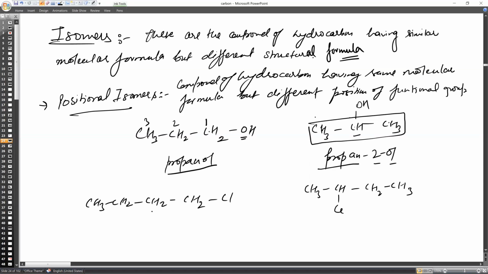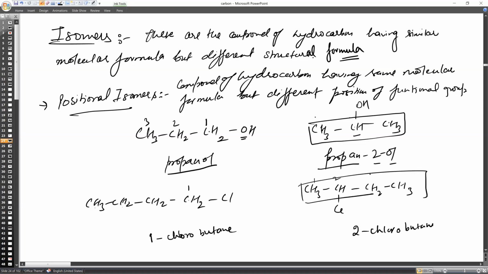Like here, this is 1, 2, 3, 4. At the first position, we have 1-chloro, 1, 2, 3, 4, butane. And here it is 2-chlorobutane. For the 2 position, we do the numbering from here, 1, 2, 3, 4.